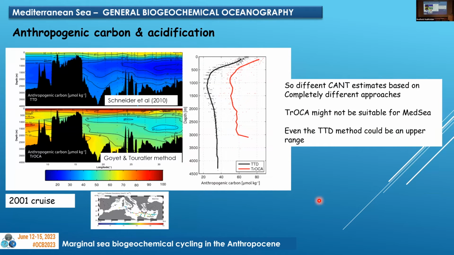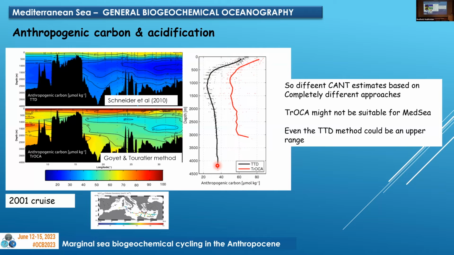So as Brenda was saying before, estimating anthropogenic carbon in the Mediterranean Sea is a matter of controversy, because some methods cannot be applied. For example, the back calculation method by Gruber cannot be applied because we don't have the preformed conditions, and mixing is really important. The TROCA method is also another back calculation technique, but it seems to be overestimating the anthropogenic carbon, because the TTD method based on CFCs gives much smaller values for anthropogenic carbon.